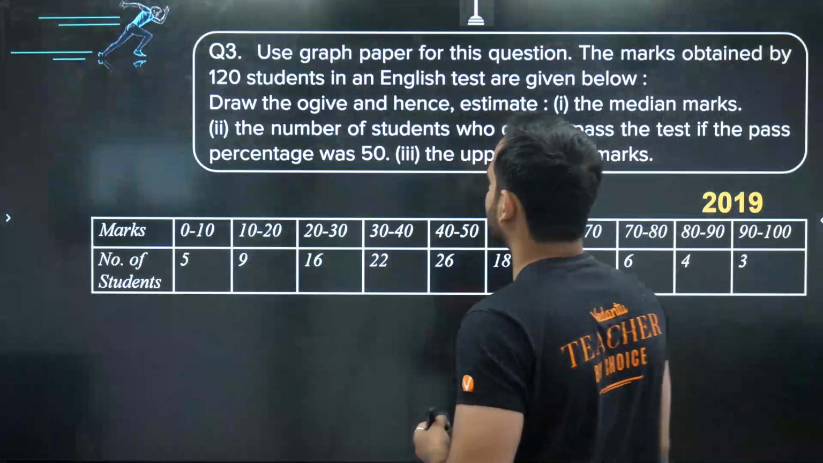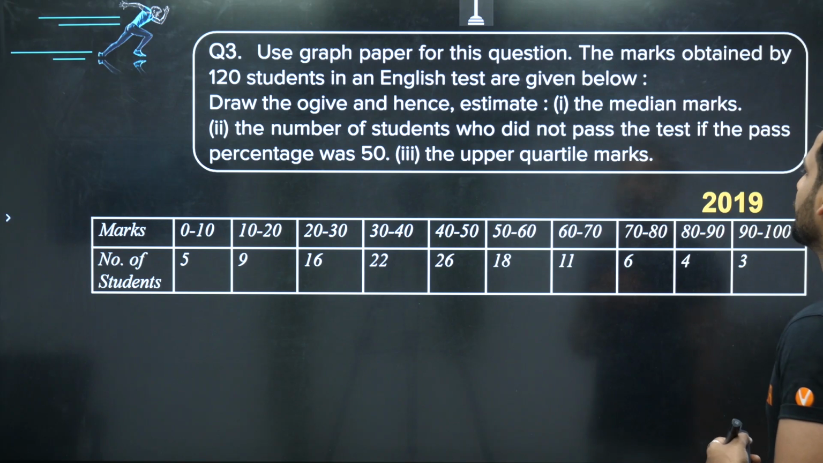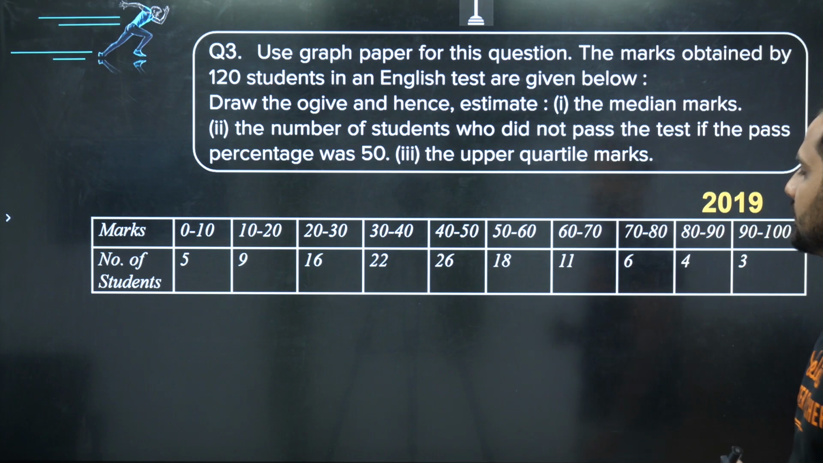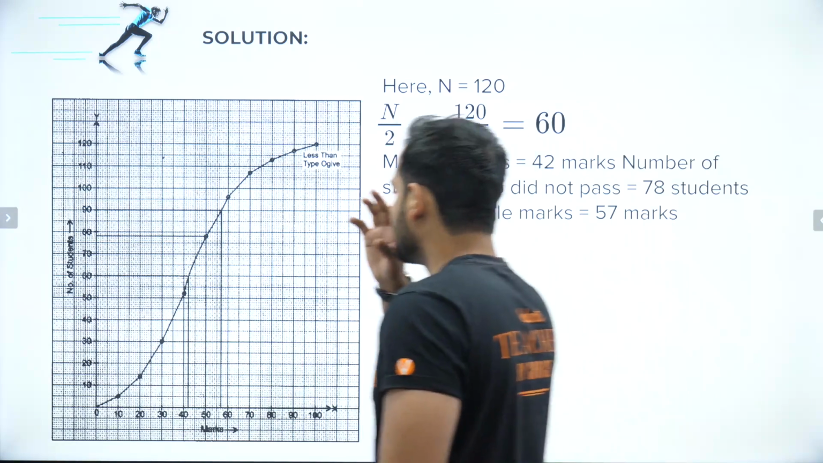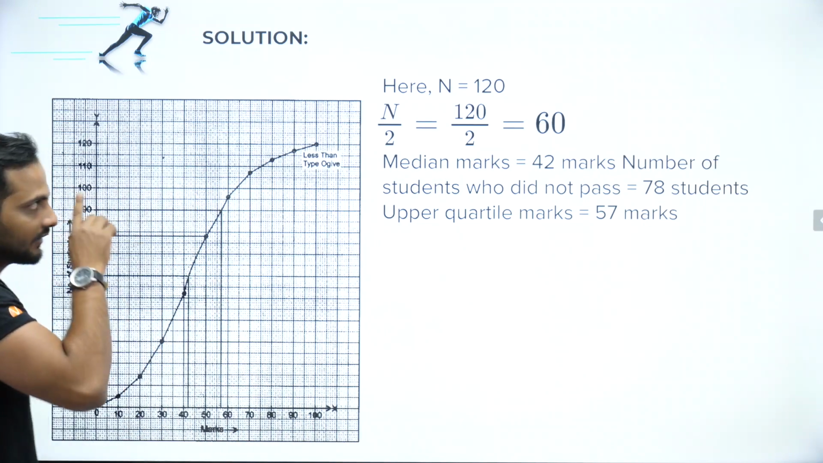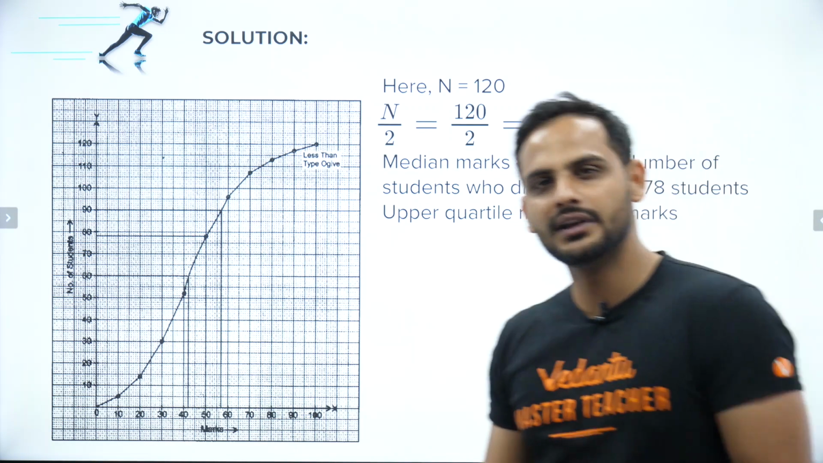Now what the question was asking me to do, the question wants me to find out the median marks, the number of students who did not pass the test if the pass percentage was 50, and the upper quartile marks. Now look, everything you have to answer from this graph. First thing beta, median, but there are total 120 students.